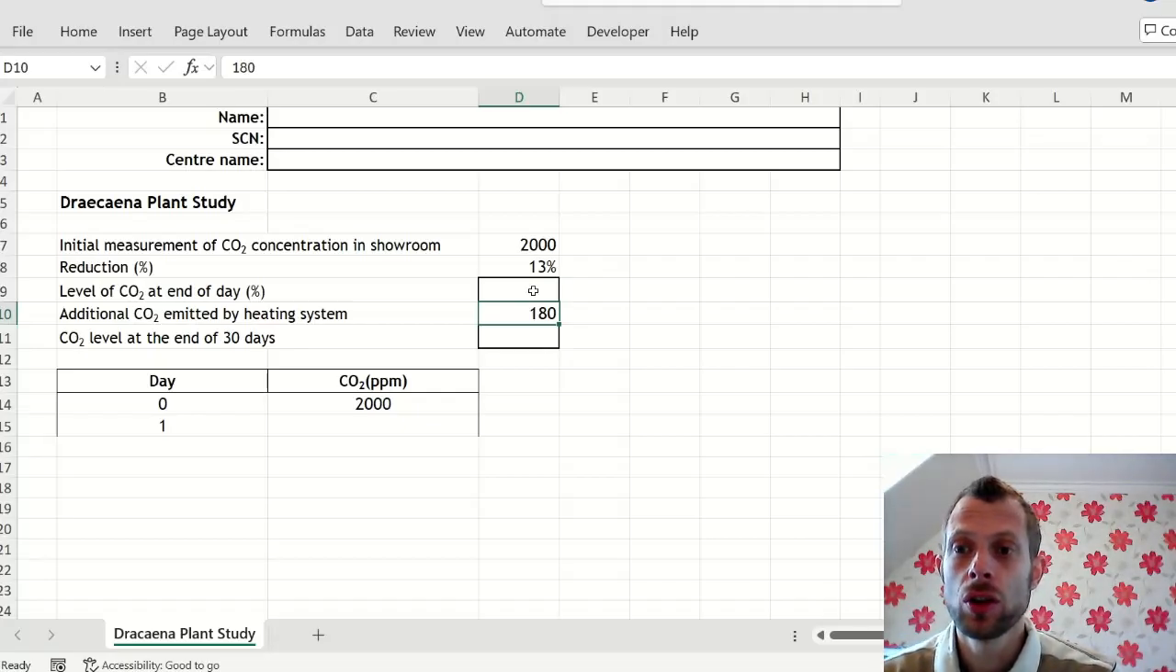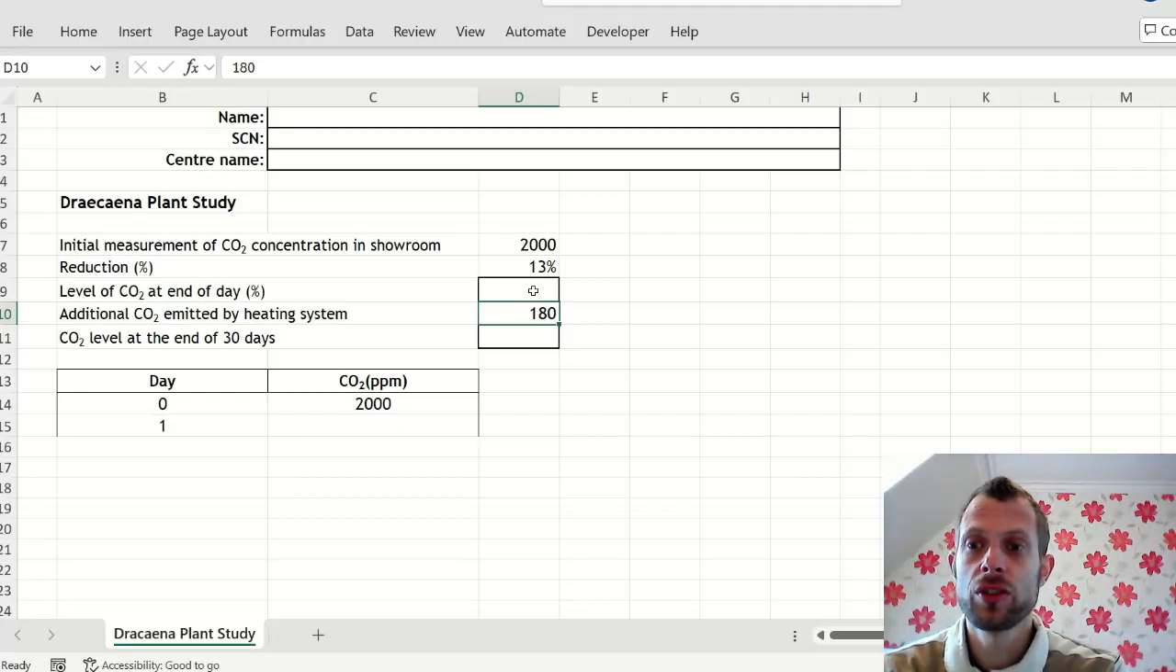The 2000 for the initial measurement of carbon dioxide, 13% reduction, and then each day or each night we have an extra 180 parts per million added on. Now this question, the 13% refers to a 13% reduction. These recurrence relations will either come two ways. It'll be a percentage reduction and an absolute increase, or it could be a percentage increase and an absolute reduction.